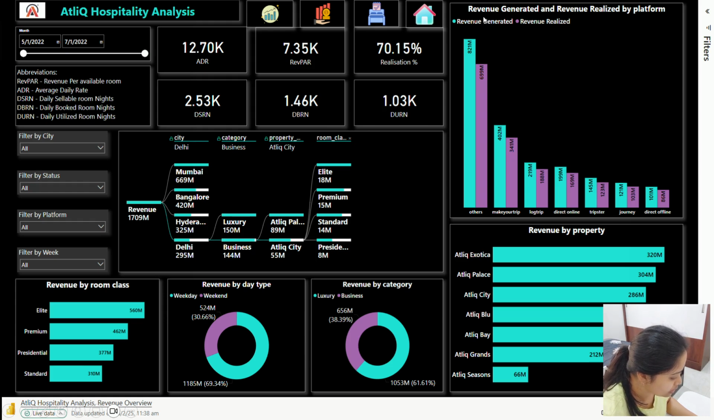This bar chart shows revenue generated and revenue realized by platform. We treat the revenue as generated when there is a booking. However, all bookings do not get materialized. Some of them get cancelled, so revenue realized tends to be smaller than the revenue generated.